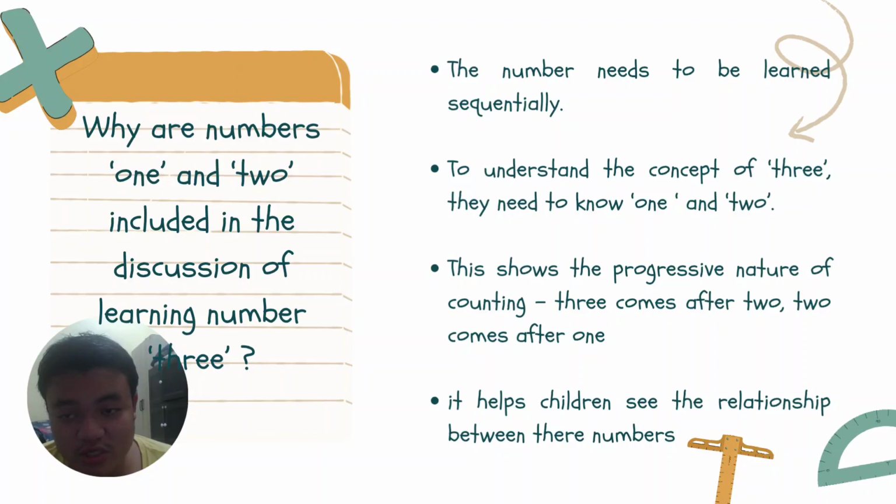The numbers need to be learned in order. To understand the concept of 3, they need to know 1 and 2. This shows the progressive nature of counting: 3 comes after 2 and 2 comes after 1. And lastly, it helps children see the relationship between these numbers.